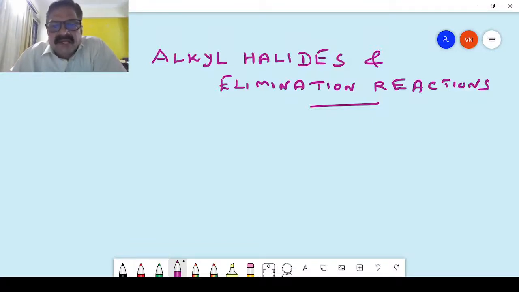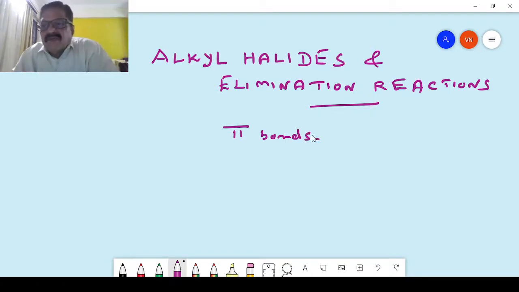Alkyl halides and elimination reactions. That is our topic for discussion today. Elimination reactions have very high synthetic value. Just like substitution reactions, we have seen nucleophilic substitution with alkyl halides. Elimination reactions can be used for introducing a pi bond into organic compounds.